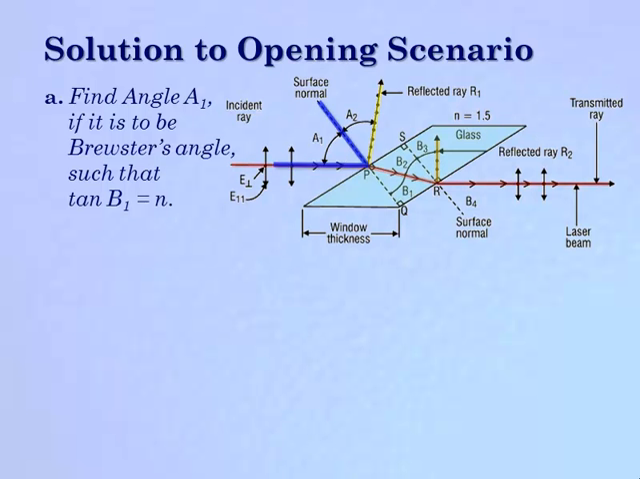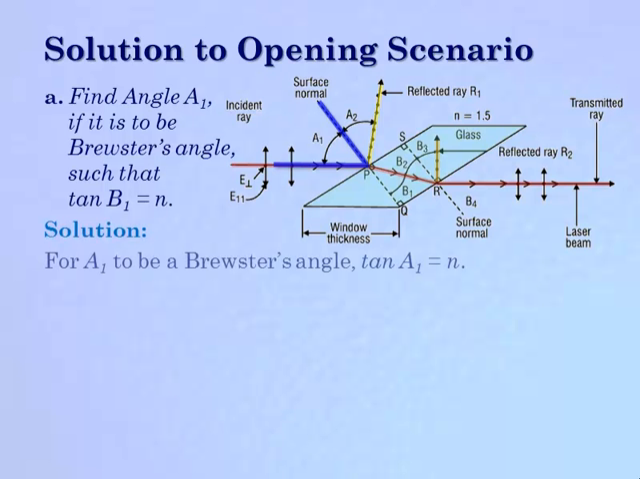Now we're ready, I think, just with all that, to go ahead and look at our opening scenario. So we're asked to find our angle A1 if it's going to be a Brewster's angle such that the tangent of B1 equals n, the index of refraction in our glass. So we have n is equal to 1.5 in our glass, and we have angle A1 coming in over here, and it's going to reflect and refract.